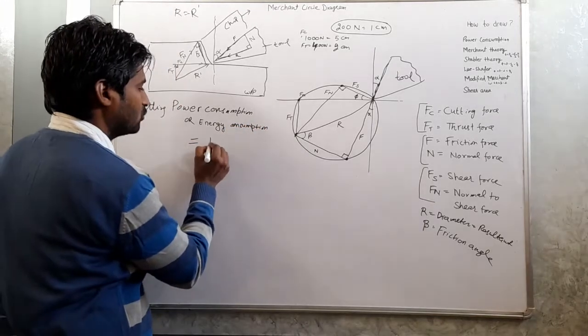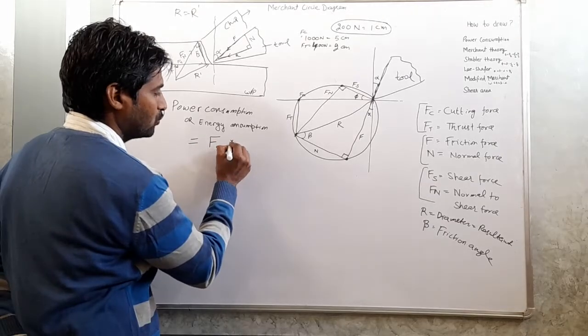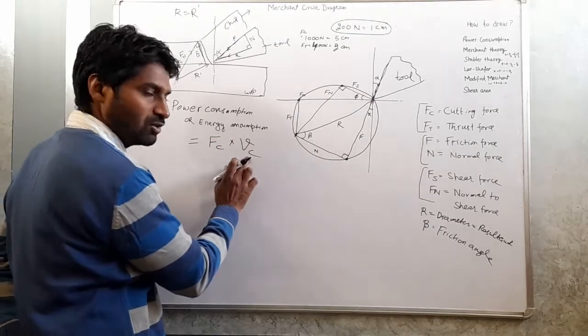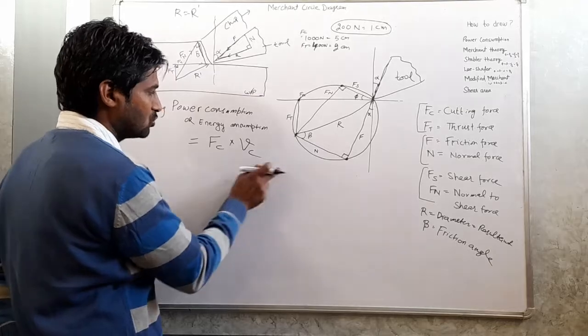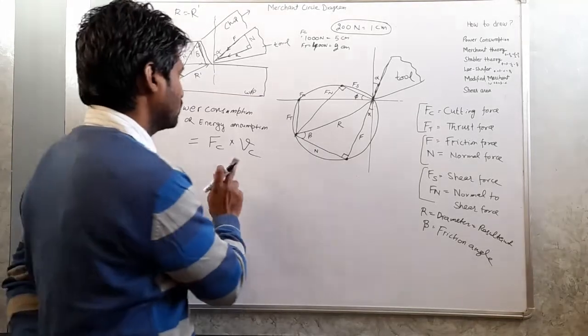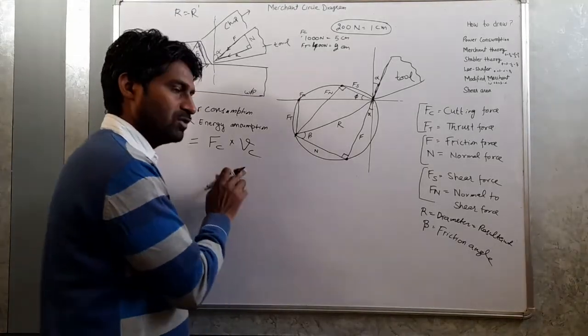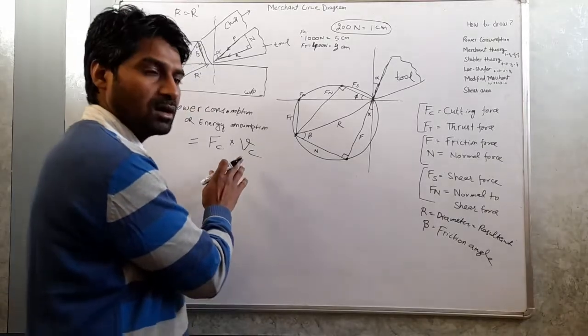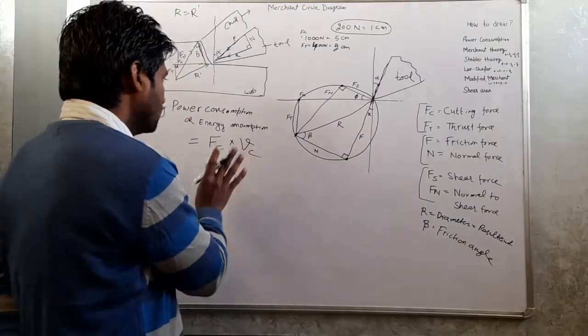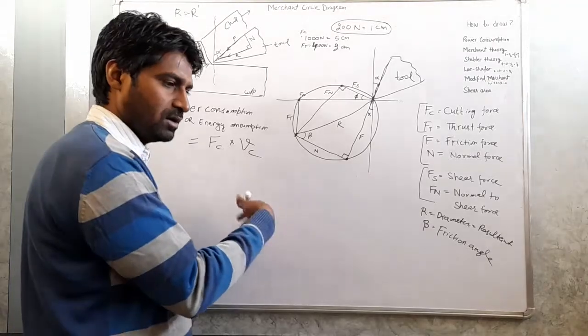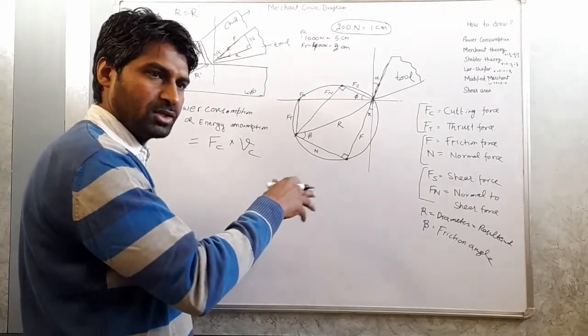So this will be equal to FC into VC. VC is the cutting velocity, FC is the cutting force. So this will give us the power consumption or energy consumption. Similarly, we can calculate the specific power consumption, that is the cutting power consumption divided by volume or material removal rate.